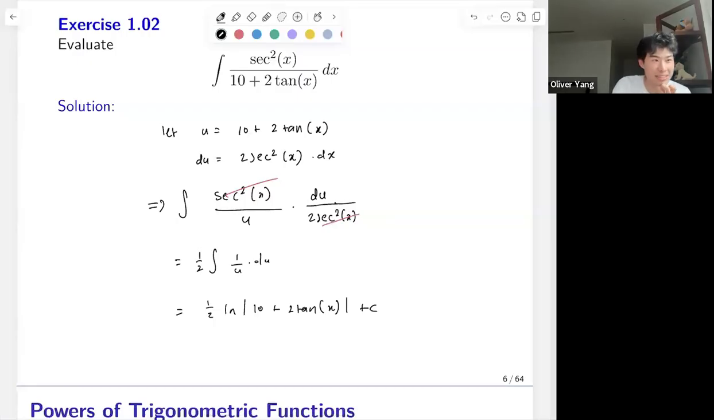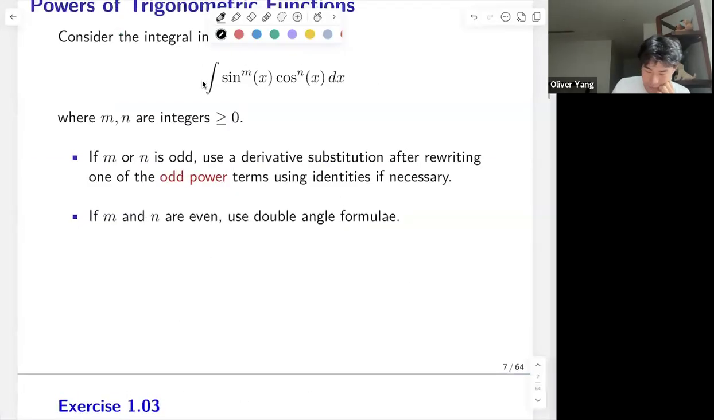Should be stock standard stuff that you've learned already. Nothing? All right, cool. Let's move on to the next one.